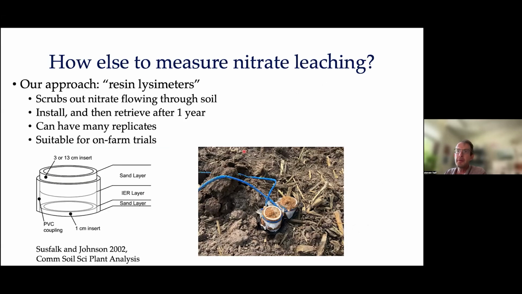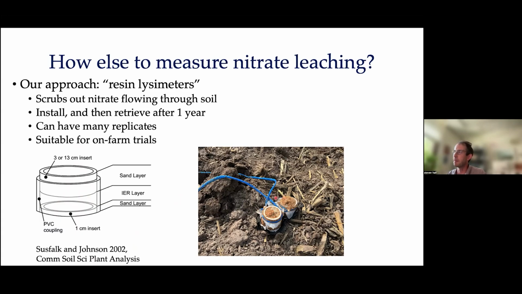And so an approach that we've been using is trying to sort of thread the needle. We call this the resin lysimeter. This was developed more than 20 years ago by Susfolk and Johnson. It's been used by a number of other research groups around the Midwest. It's essentially an open PVC pipe with a couple of segments, and in the middle is a layer of ion exchange resin. This is a substance that will bind onto nitrate and ammonium and other sort of charged particles in water that flows through the resin.